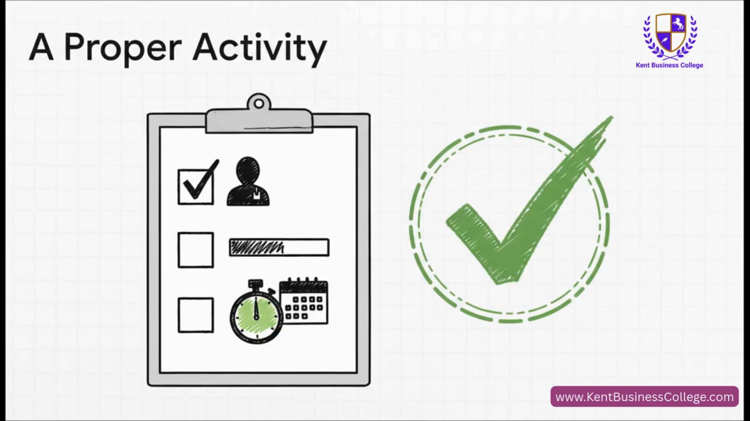So here's a little test for you, a simple checklist. For any activity to be considered proper, it has to pass 3 simple tests. Number 1, can you give it to a specific person or team to own? Number 2, can you actually measure if it's being done or not? And number 3, can you put a sensible duration on it? Have a decent guess at how long it'll take. If you can't say yes to all 3 of those, then it's not a real activity yet. Go back to the drawing board.